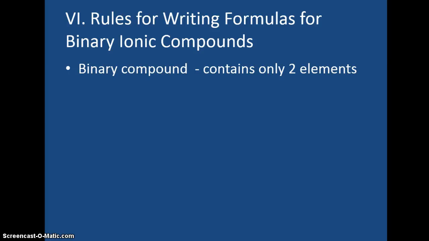Now we're going to talk about rules for writing formulas for binary ionic compounds. We're dealing with ionic compounds today, which is a metal and a nonmetal. And a binary compound just means it contains only two elements.